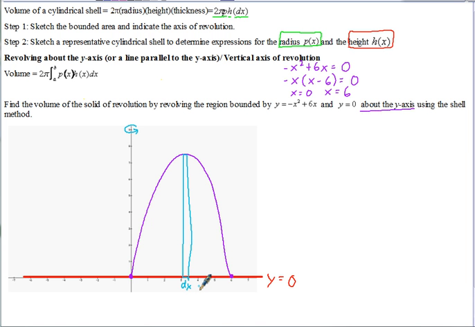That is dx. And then what we want to find here is the radius and the height to set this up correctly. So we can actually draw this cylinder here wrapping around the y-axis to give us an idea of what the radius and height would need to be. So that just represents that one cylindrical shell using this rectangle.